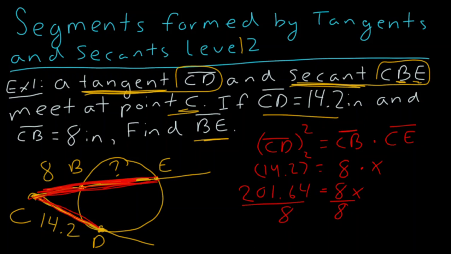So I go back to my calculator. And 201.64 divided by 8 gives me x equals 25.205. Let's just round that to 25.2.